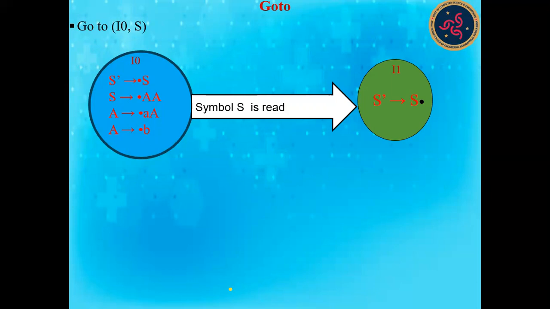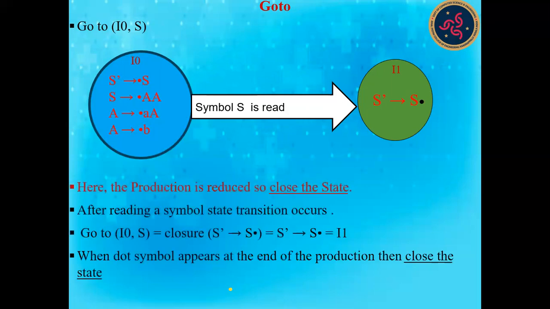Next, we need to see that if a dot operator comes at the rightmost end, that means that state is a closed state. That is, it has visited all the symbols in the RHS of the production. So we can have that state as a closed state or a final state. Here, this production is reduced to close the state.